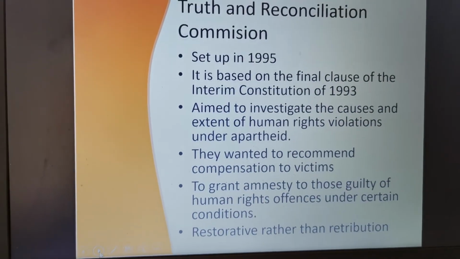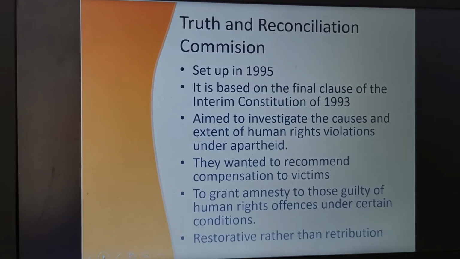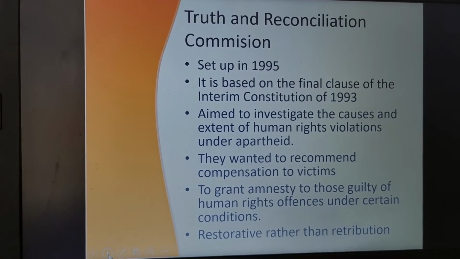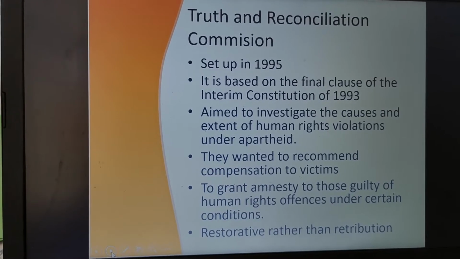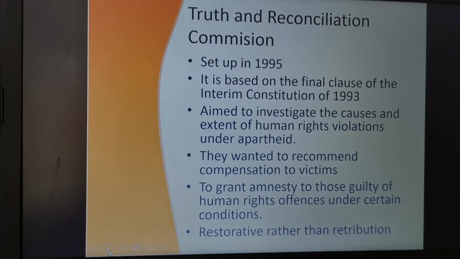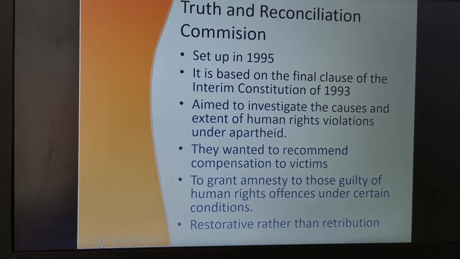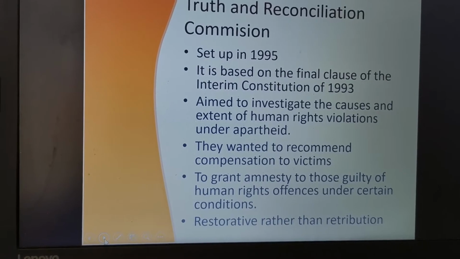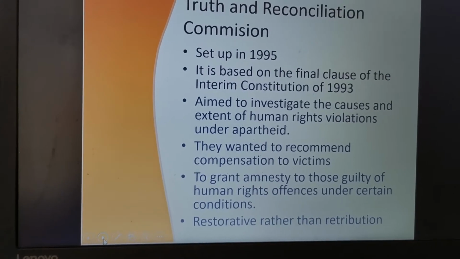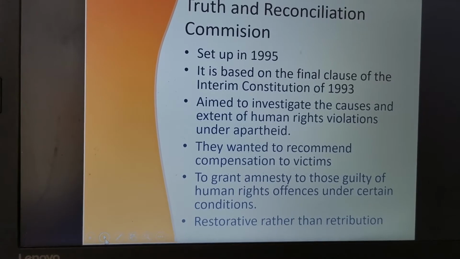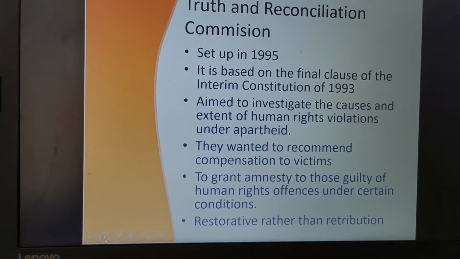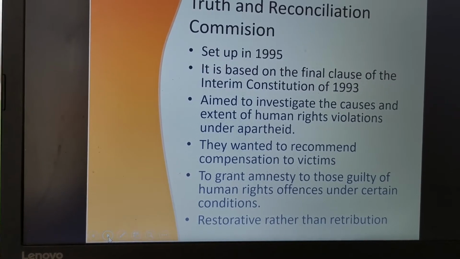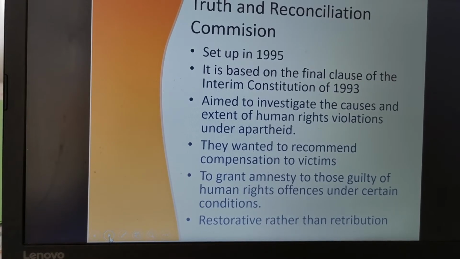When we look at the TRC, we need to have a look at the fact that it was set up in 1995, but it was first suggested in 1993. So if you remember your Road to Democracy section, in 1993 an interim constitution was drawn up, and there they addressed the issue of what happens when the new South Africa comes into being after the elections, what happens about perpetrators of human rights violations during apartheid. Its aims were to investigate causes and the extent of human rights violations, recommend compensation, and grant amnesty.